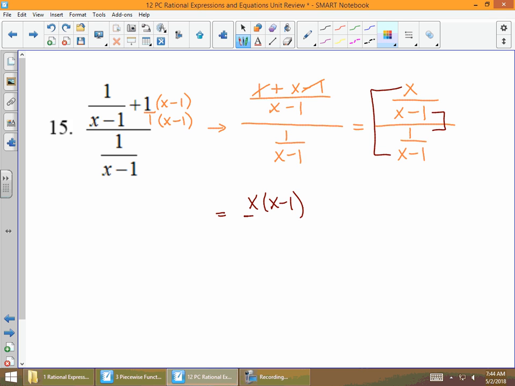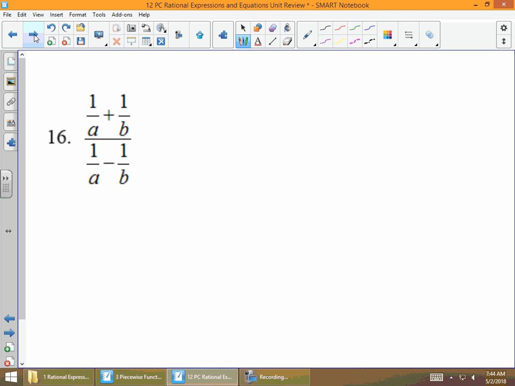I never multiply out on this step because of what can happen here: the x minus 1 terms cancel. And we're just left with x. It's a very satisfying little complex fraction problem. All right, let's do another.